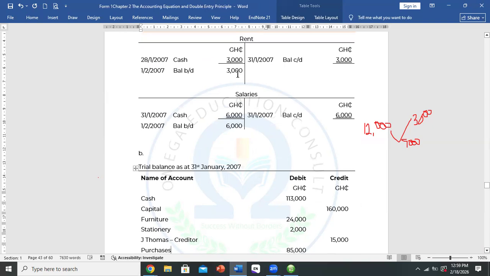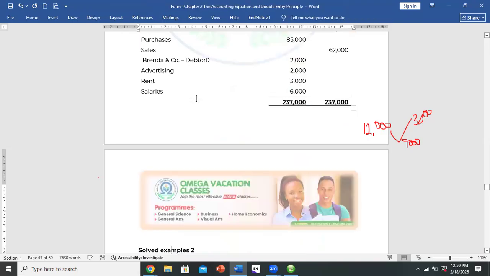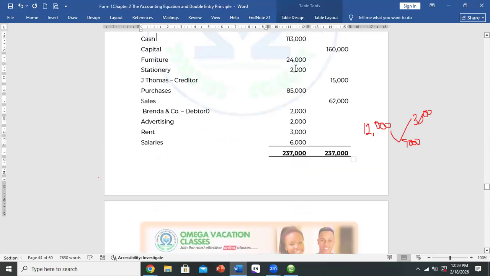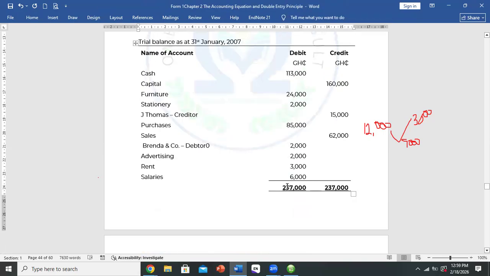Let's look at the last two here. Rent. As you see this rent, the brought down is on the debit, right? So if I put rent in the trial balance, the balance should be under the debit. So at the end of the day, you sum all the debits. Like in my case, I have 273. You sum all the credits.